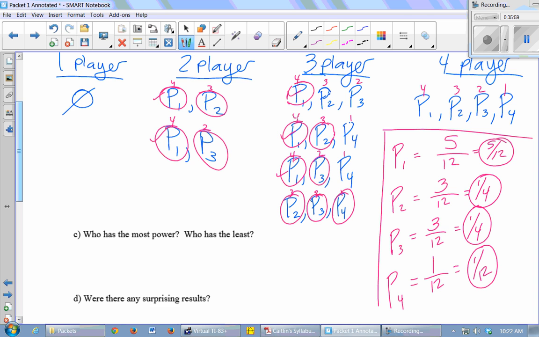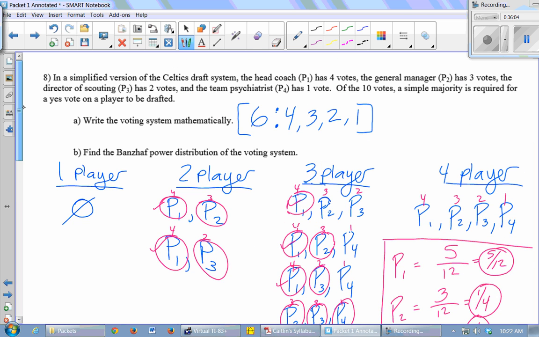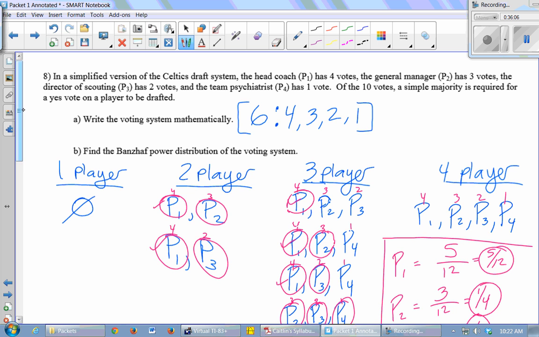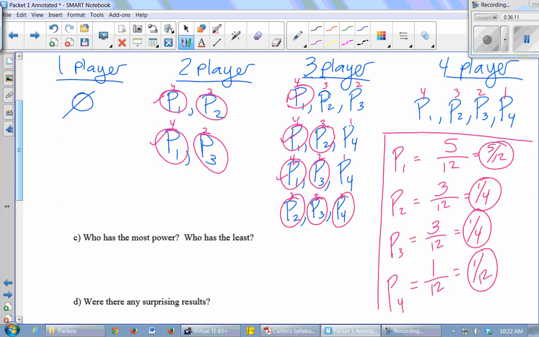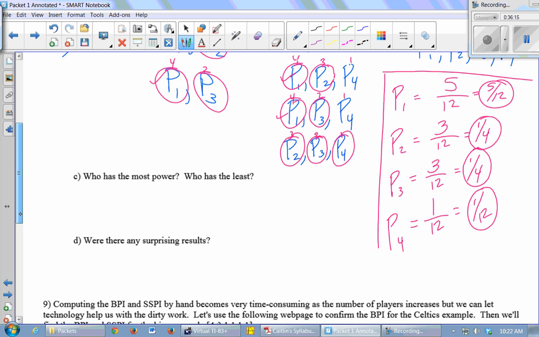And then a quarter of the power each goes to, who was it? The GM and the director of scouting. And then the team psychiatrist has just a little sliver of the power, 1/12 of the pie. So who has the most power? Head coach. The least power, that would be the psychiatrist.